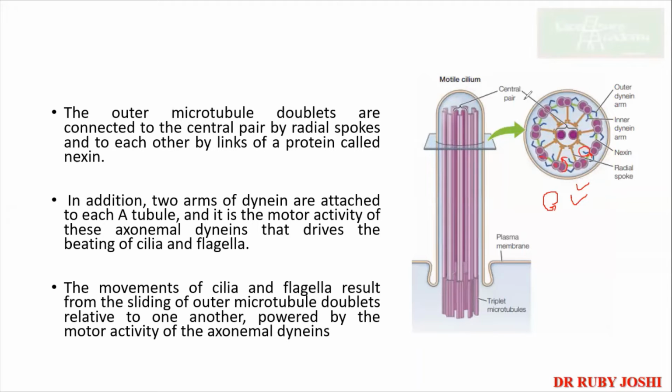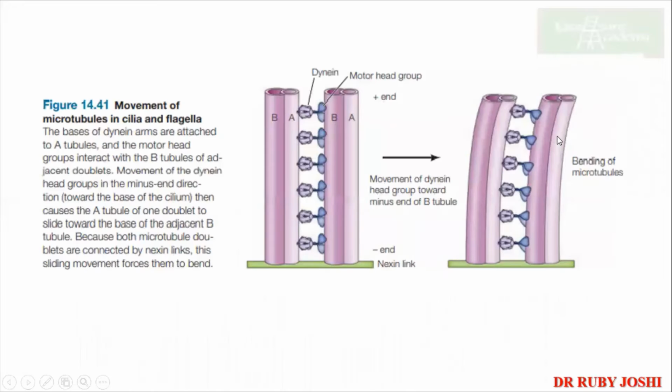Okay, I guess I'll show the video. Here also. So you can see A is here, B is here, okay? So dynein is present. The motor head group is towards the B. Now when the dynein head group moves towards the minus end of B, what is happening then? It is moving, and because of that, everything when it is moving is getting bent. So this bending of the microtubules will result in the sliding of the microtubules. Are you able to imagine how it is happening?